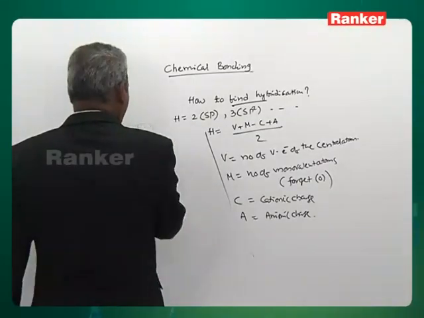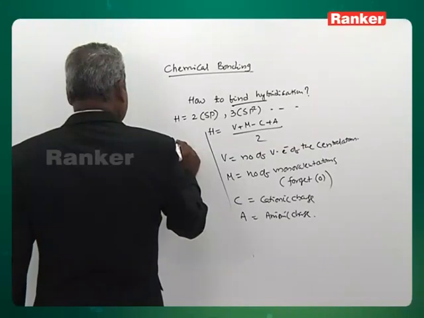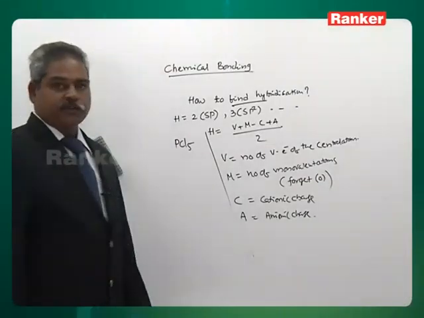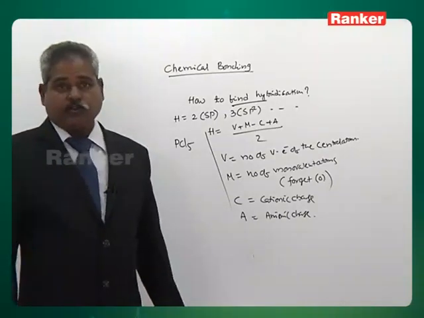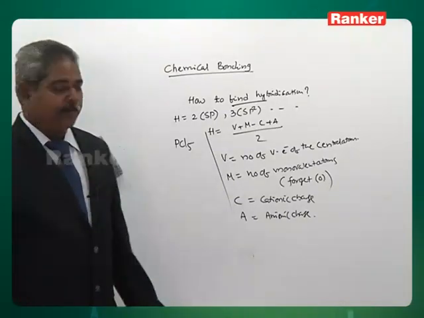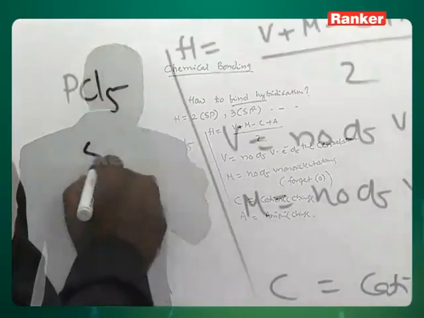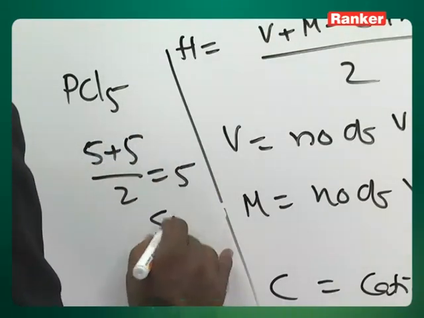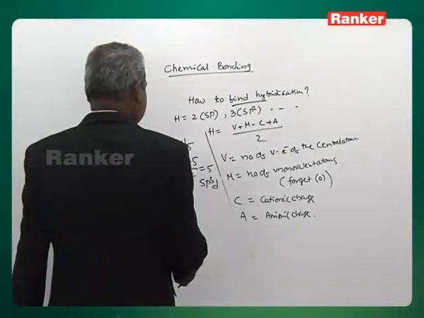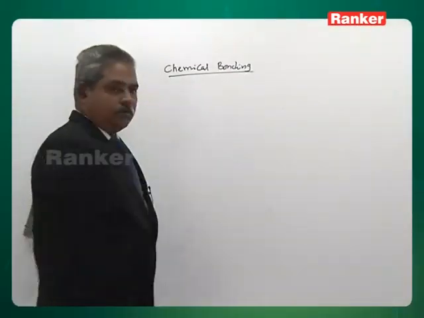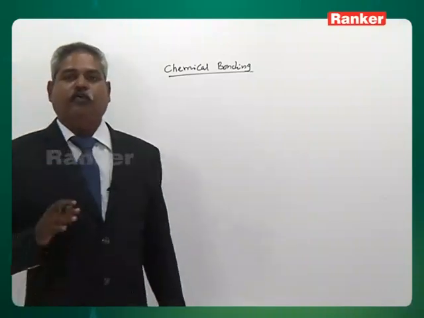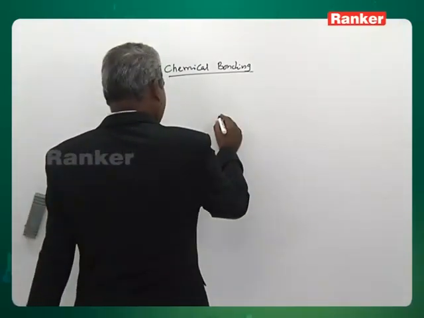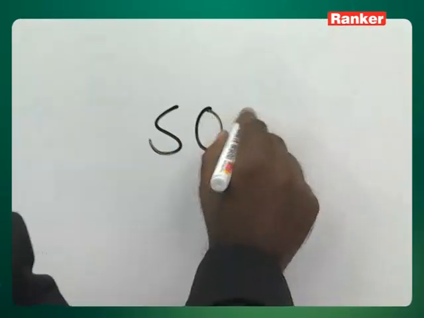Now, PCl5. Phosphorus belongs to the 5th group. You should know that the group number is extremely important. 5 plus 5 by 2, that is 5, sp3d. So, one big hurdle, how to find the hybridization of any molecule. You can apply this in any number of examples.